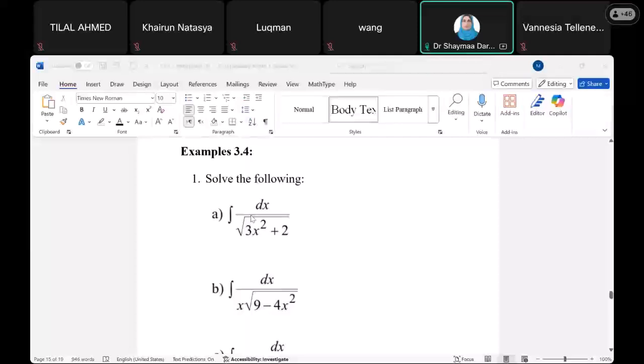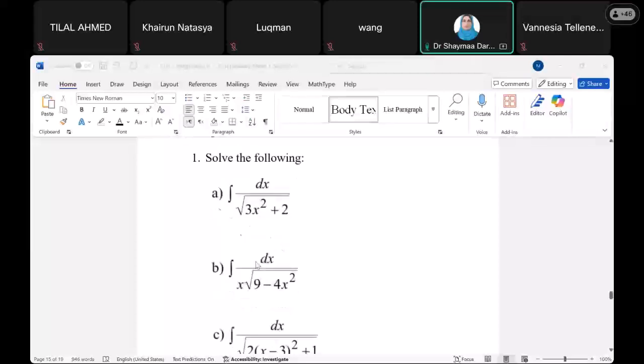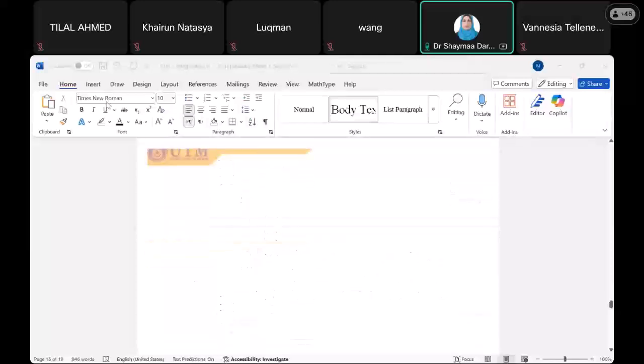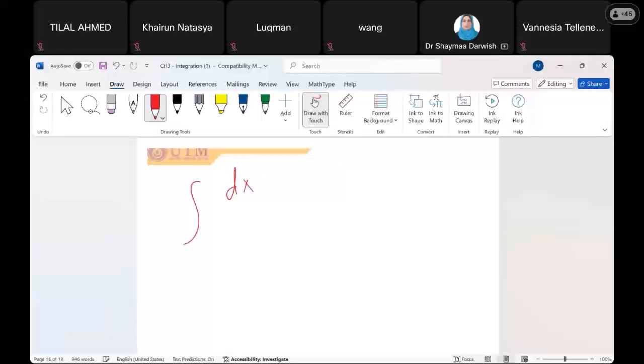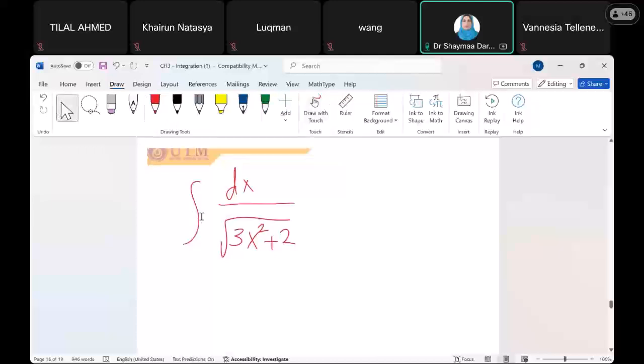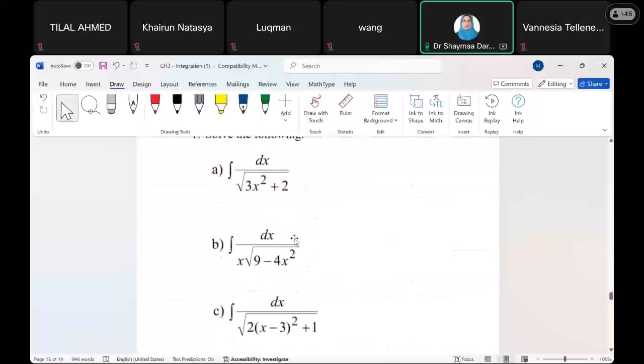Now we need to solve this kind of integration: the integration of 1 over square root of 3x squared plus 2. We need to integrate this one using the formula.